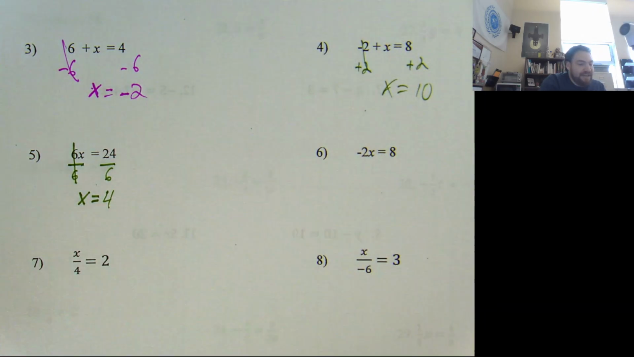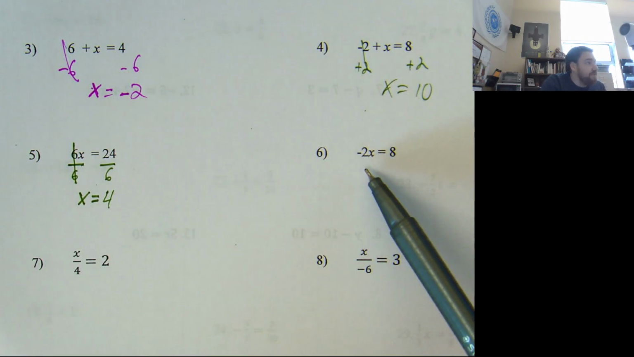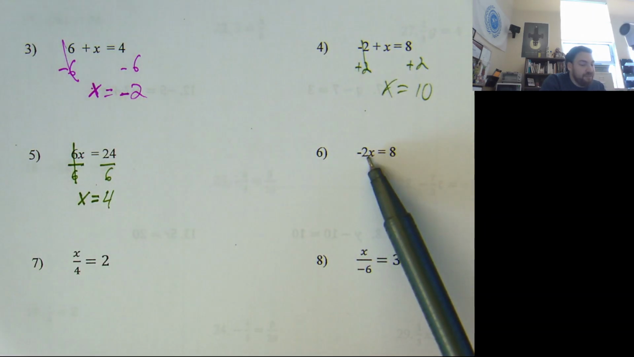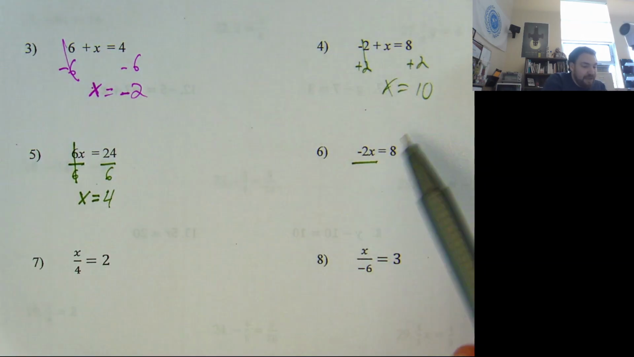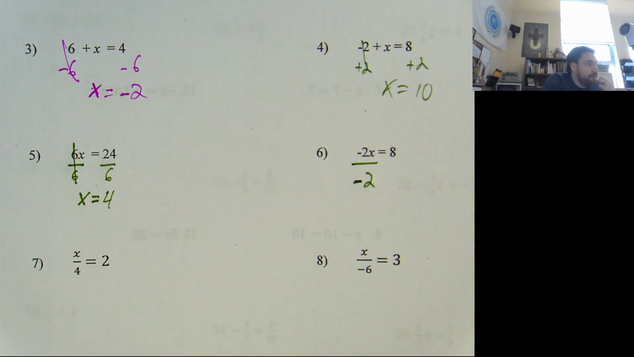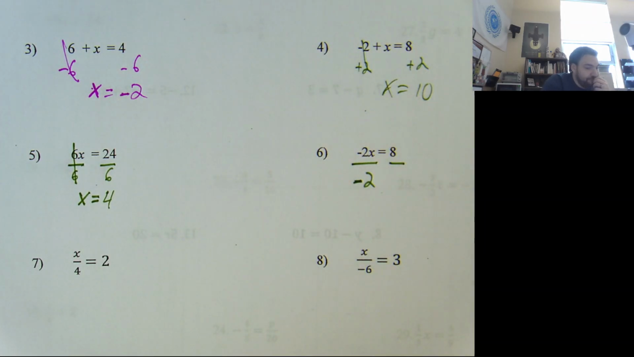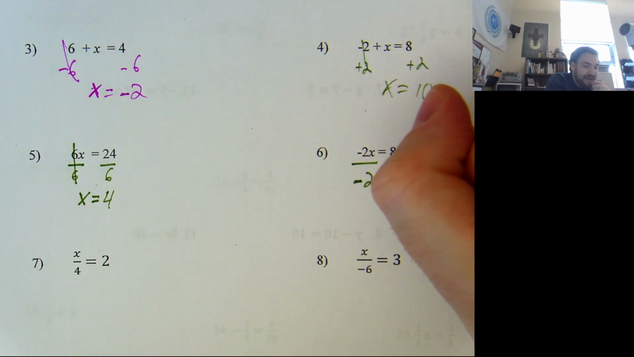Okay. I've got negative 2x equals 8. What's the opposite of multiplying? So when there is no symbol between a number and a variable, that means we're multiplying. What is the opposite of multiplication, Jordan? Dividing. And because we're multiplying by negative 2, we're going to divide by negative 2. It's negative times negative. It's positive. And what we do to one side, we have to do to the other.